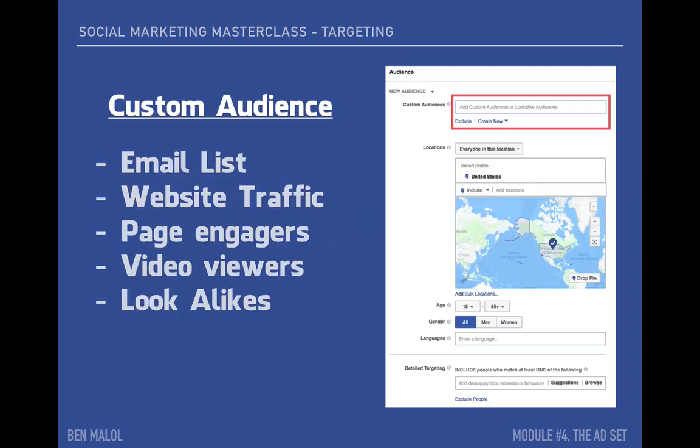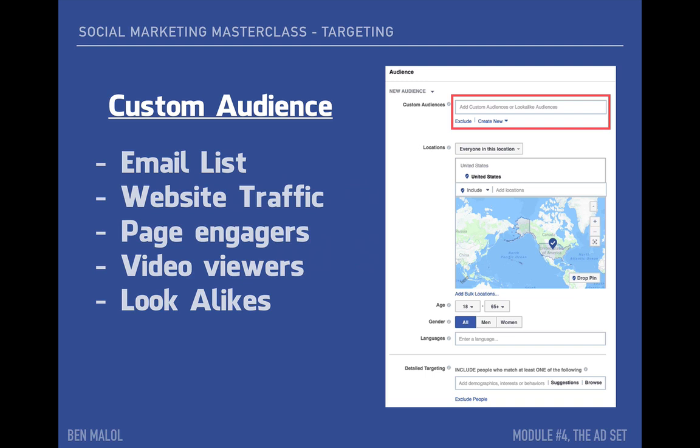So let me first of all break down the actual audience section in the ad set. So when you actually release an ad set, you have this section that you see on the right where you can pick a custom audience, locations, ages, genders, languages, detailed targeting. And I really want to break down each one of them so everything is understandable and so that everything makes sense.